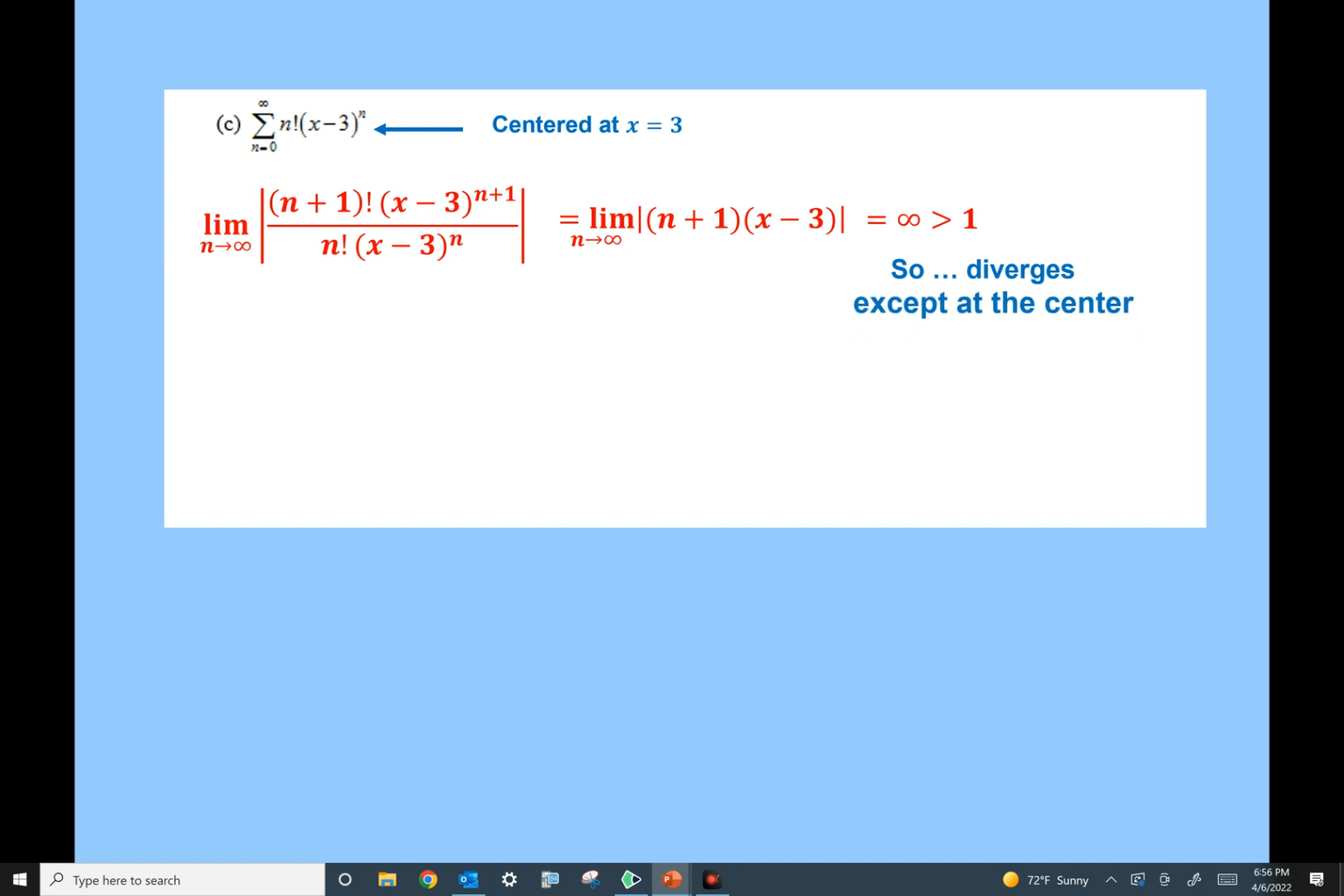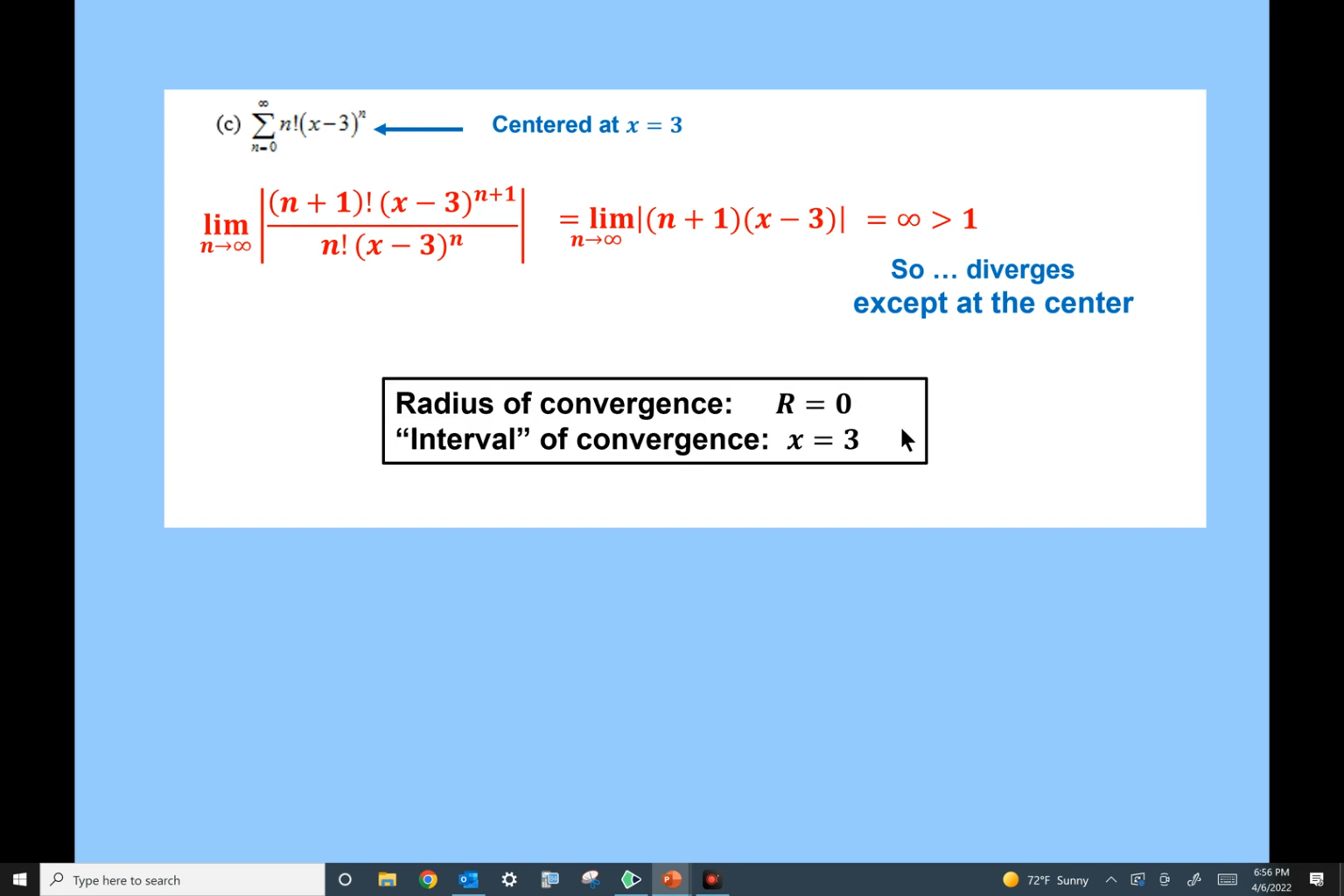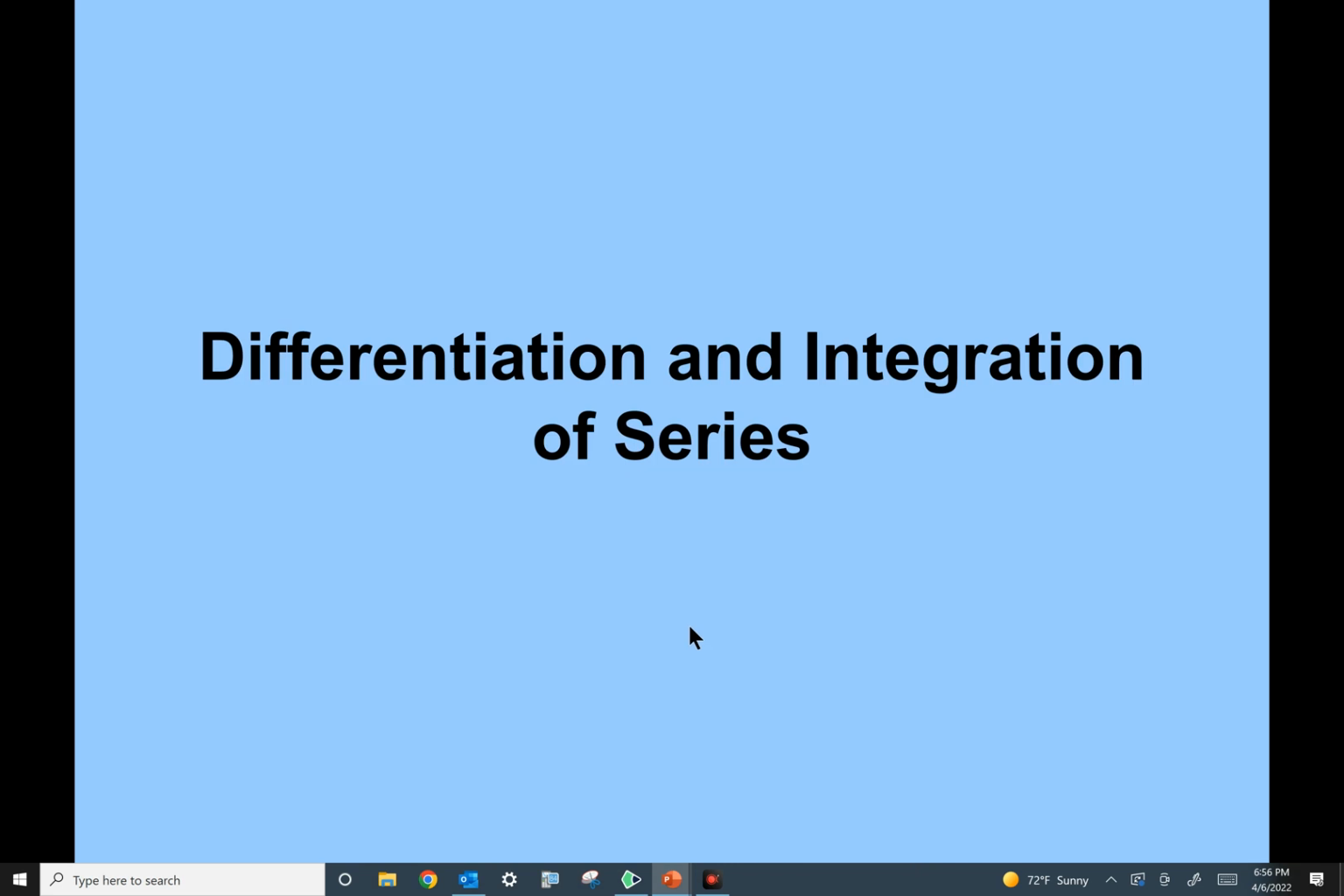So a series always converges at the center, but it might not have an interval. It might not go any further to the right or left than the center. So it diverges everywhere except at the center. So this was an example of when the radius of convergence was 0. It didn't move to the left or the right of the center, so it only converges at the center. In this case, it was x equals 3. Okay, so that's a little bit about interval of convergence using the ratio test and or the geometric test.